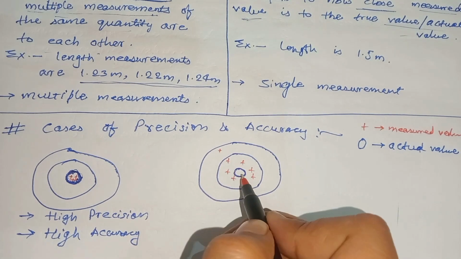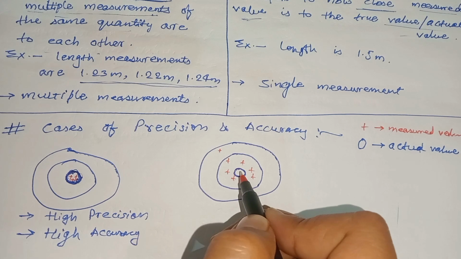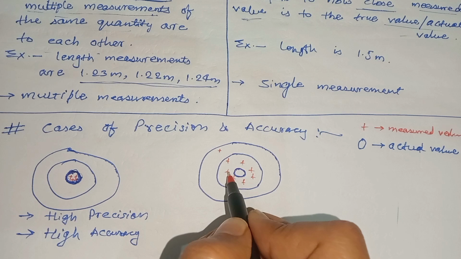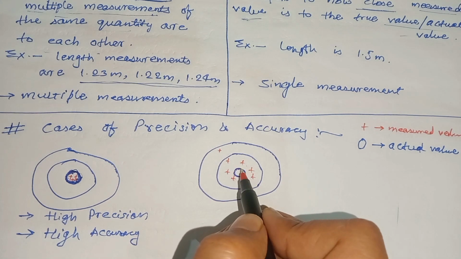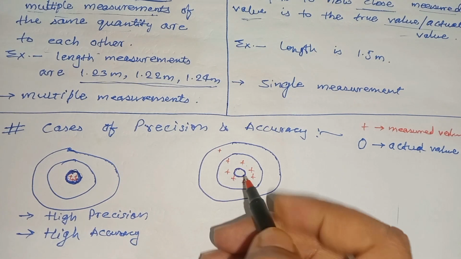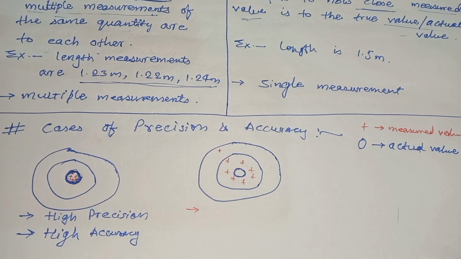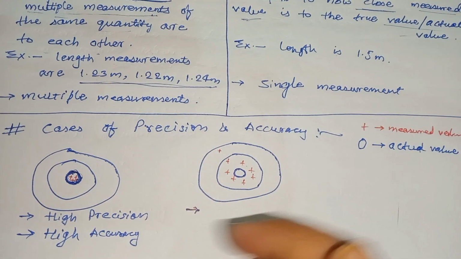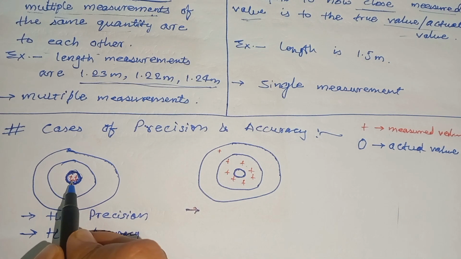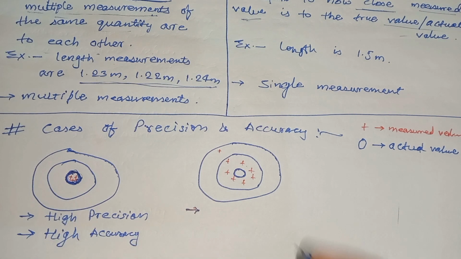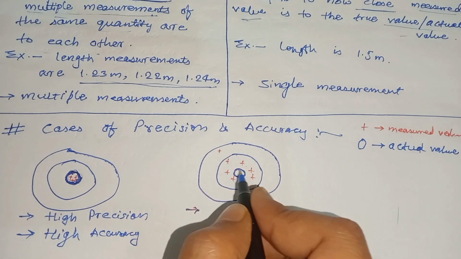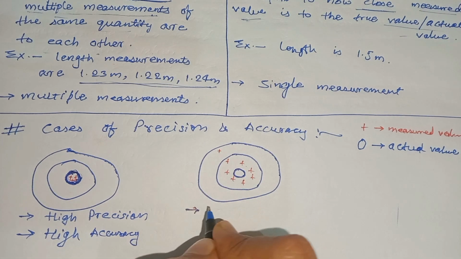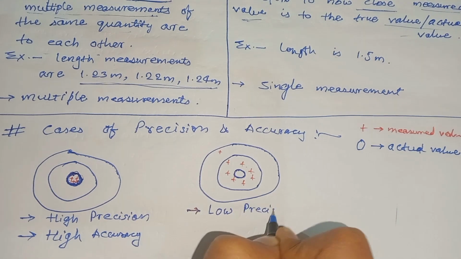Here we see the measured values are not very close to each other. One is here. They are not very close, they are farther apart. So here for precision, we will write they are not very precise. Here it is very precise because the red plus signs were very close to each other, so it was high precision. Here the measured values, the red plus signs, are not very close to each other, so it is low in precision. So it will have low precision.